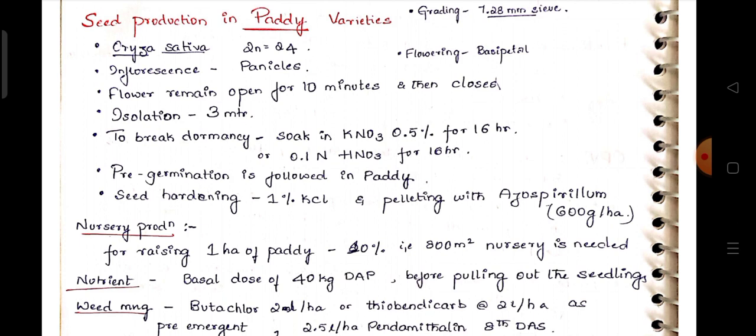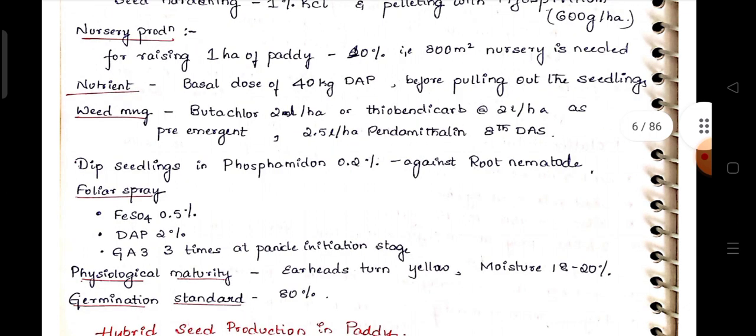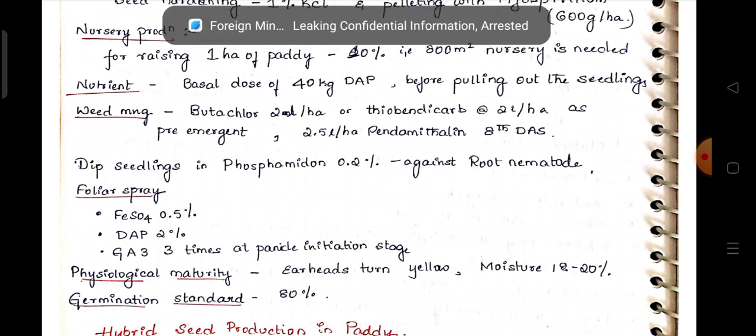Pre-germination is followed in paddy. Seed hardening with 1% KCl and pelleting with azospirillum at 600 grams per hectare. During nursery production, for raising 1 hectare of paddy, 10%, that is 800 meters square nursery is needed. Nutrients used here are a basal dose of 40 kg DAP before pulling out of the seedlings.